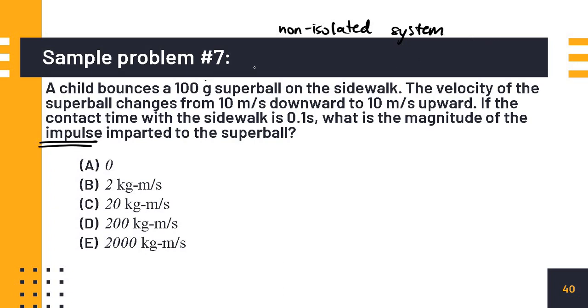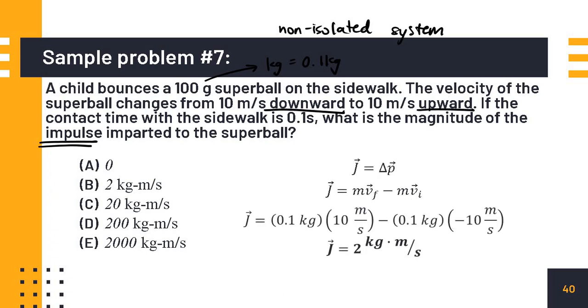The first thing that you need to do is to convert this one into kilograms. So that is equal to 0.1 kilogram. And then just note that we had here different directions for velocity. Since the first velocity that was mentioned in the problem was directed downwards, this is negative 10 meters per second. And the final velocity is upwards, that's why it's positive 10 meters per second. Alright, so the answer for question number 7 is letter B, 2 kilogram meters per second.